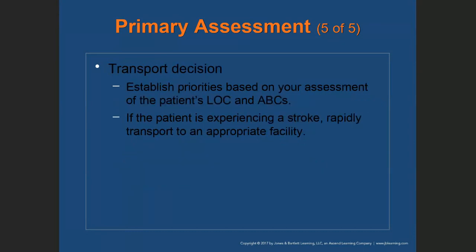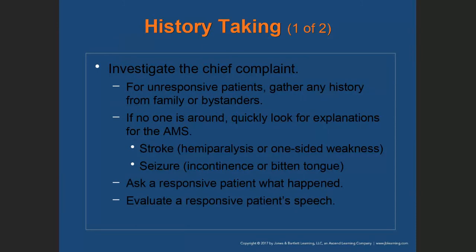Transport decision: establish priorities based on your patient's LOC and ABCs. If the patient is experiencing a stroke, rapidly transport to an appropriate facility. In the history-taking phase, investigate the chief complaint. For unresponsive patients, gather any history you need from family members or bystanders at the scene. If no one is around, quickly look for explanations for the AMS: stroke, hemiparalysis or one-sided weakness, seizure, incontinence, or biting the tongue.